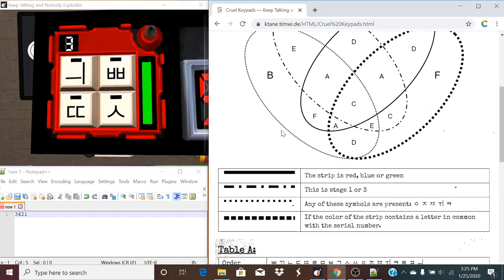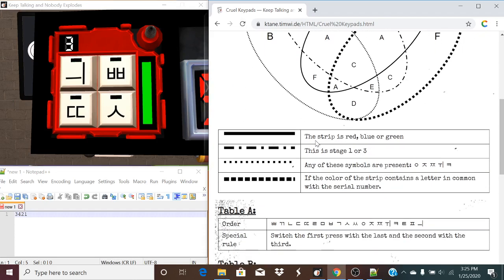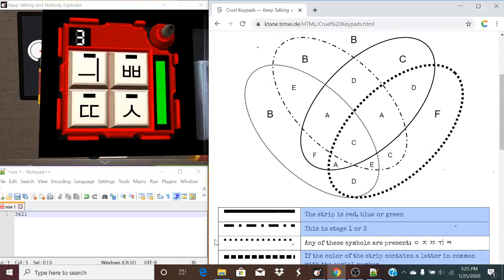So, taking a look here. Looking again at the Venn diagram, the strip is red, green, or blue, yep. Stages 1 or 3, yep. Any of these symbols present here? Let's take a look. We have the Oscar, we have the little things right there, T with a line and backward flexure. No, we do not have any of these symbols. And green, there is an echo in here, so that does share a letter in common. This time we're not going to use the little dotted one, this one right here. Use everything except that, in this case, is going to be an Alpha again.